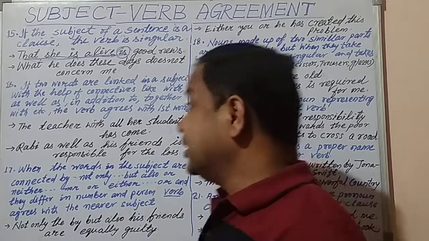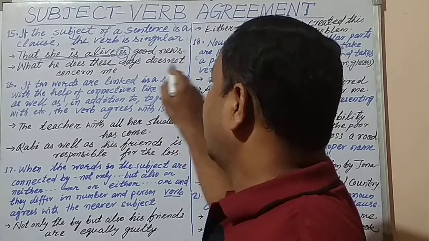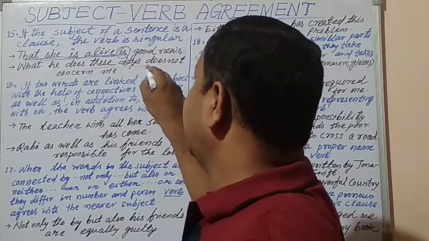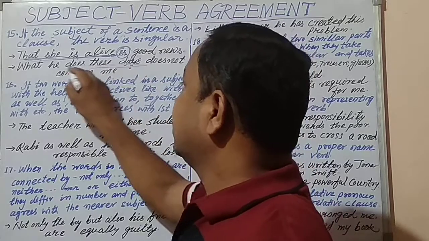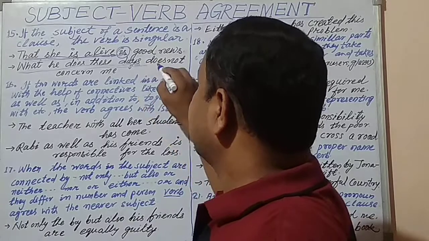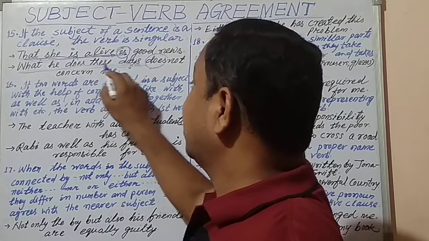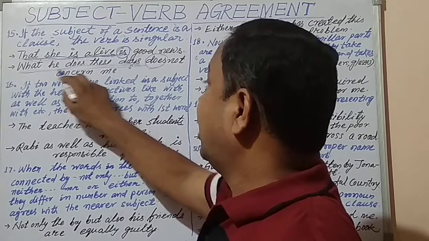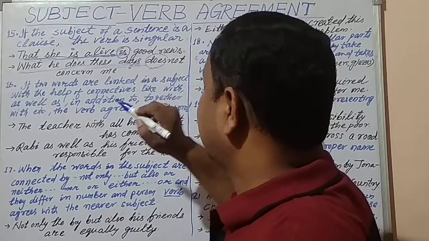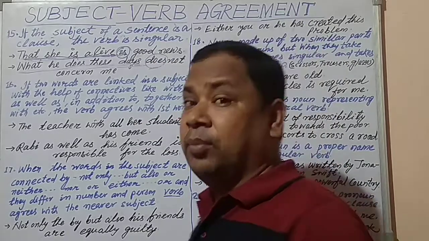Likewise, in the second sentence you see, "What he does these days does not concern me." "What he does these days," this is the clause, and this clause takes the verb does, because this is third person singular number. "What he does these days" is taken as third person singular number, so the verb is does here, it is a singular verb.